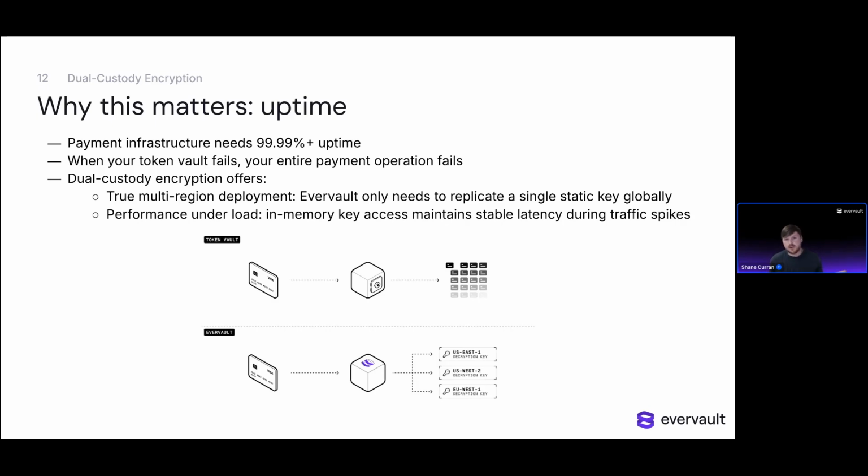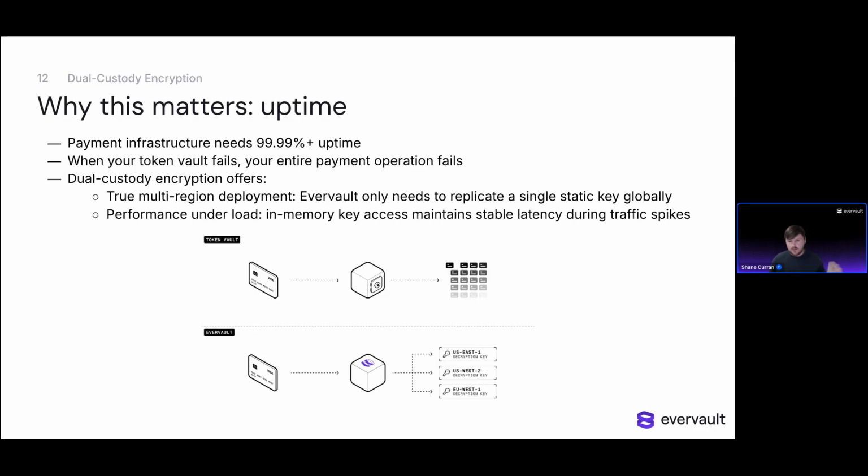What dual custody encryption lets you do is, there are a few other pieces, but the two core things are true multi-region deployment. With a traditional token vault, if you have, say, 1 million cards on file and you're adding thousands of cards a day or a week, maintaining synchronization for multiple token vaults across multiple geographies or cloud regions is extremely difficult. And no token vault provider actually does this in practice.